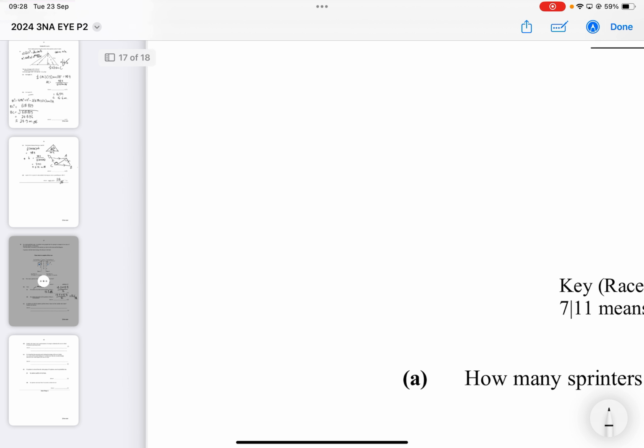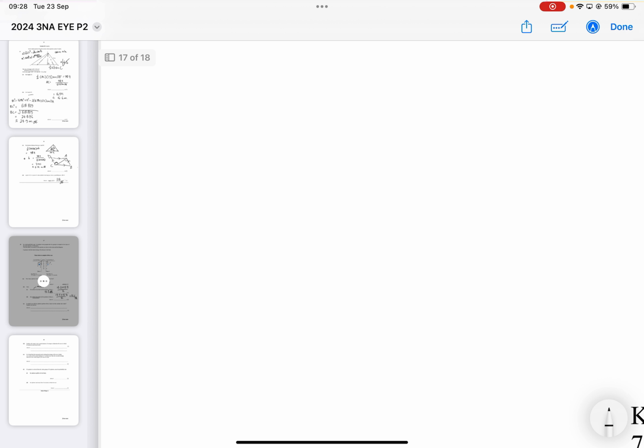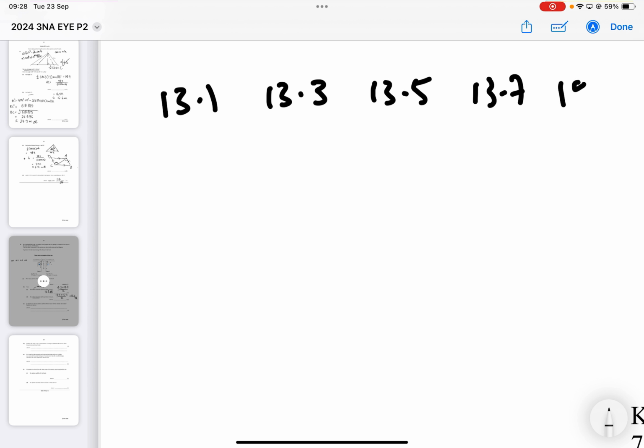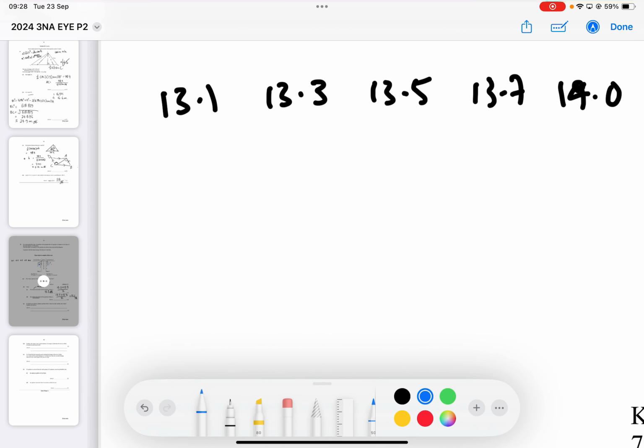Okay, on a side note, if I have only 5 entries, 13.1, 13.3, 13.5, 13.7, and 14.0. If I have 5 entries, I want to find the middle. Then this time, the middle will occur here. 13.5 itself is the middle. Then my median of these 5 entries is just 13.5. I don't need to take any average because in the middle there is one value.